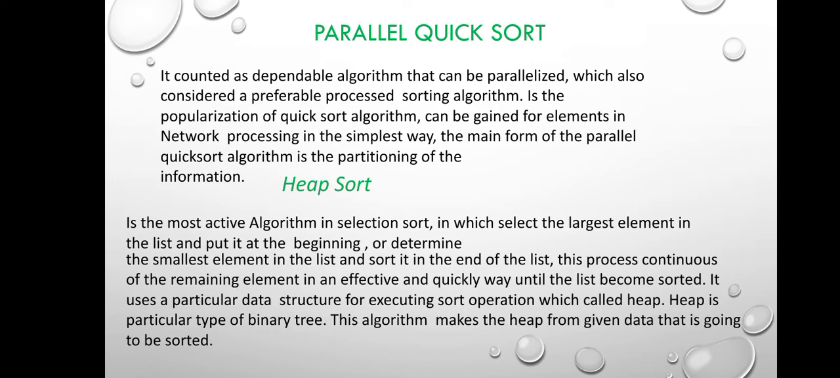Heap sort. Heap sort is the most active algorithm in selection sorting, in which we select the largest element in the list and put it at the beginning, or determine the smallest element in the list and put it at the end of the list. This process continues on the remaining elements in an effective and quick way until the list becomes sorted. It uses a particular data structure for executing the sort operation, which is called a heap.